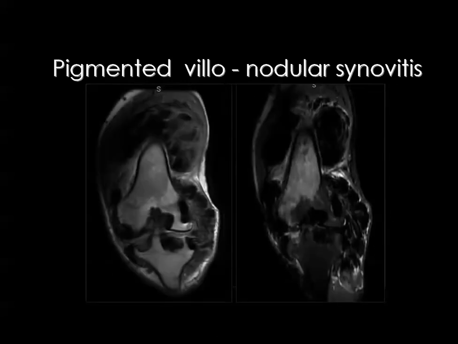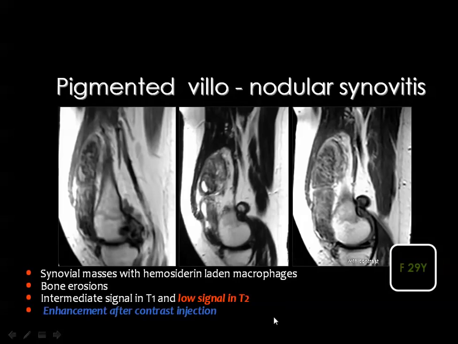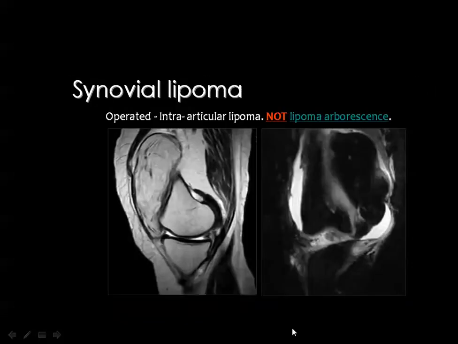Then if you have MRI, you can see the masses which are very dark in the T2 weighted image. They are also dark in the T1 weighted image, and you can appreciate the erosive changes in the adjacent bones. This is also a case of pigmented villonodular synovitis, T1 with T2 weighted image. All these are T2 weighted images, and you can see the extensive synovial masses of dark signal in all images.